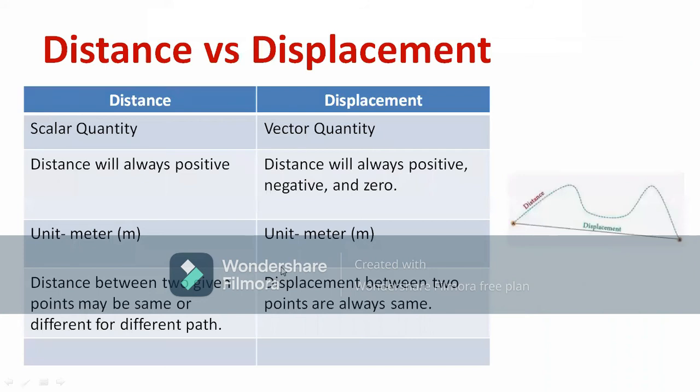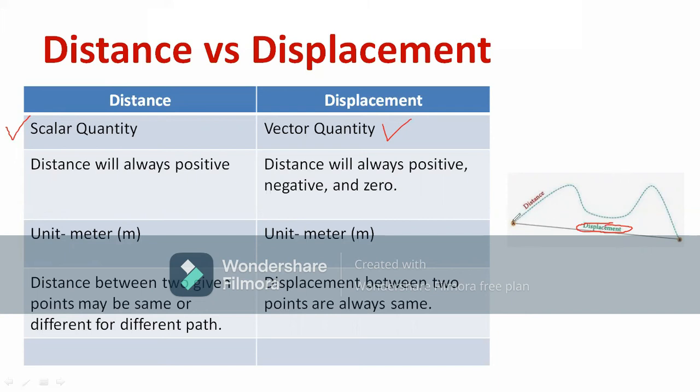Now, what is the difference between distance and displacement? You can compare the distance and displacement. Obviously, distance is a scalar quantity whereas displacement is a vector quantity. Displacement is the shortest distance between the final position and the initial position. A is the initial position, B is the final position. It's a straight line distance. So you can call it the shortest distance between the final position and the initial position. That is called displacement. But how about the distance?